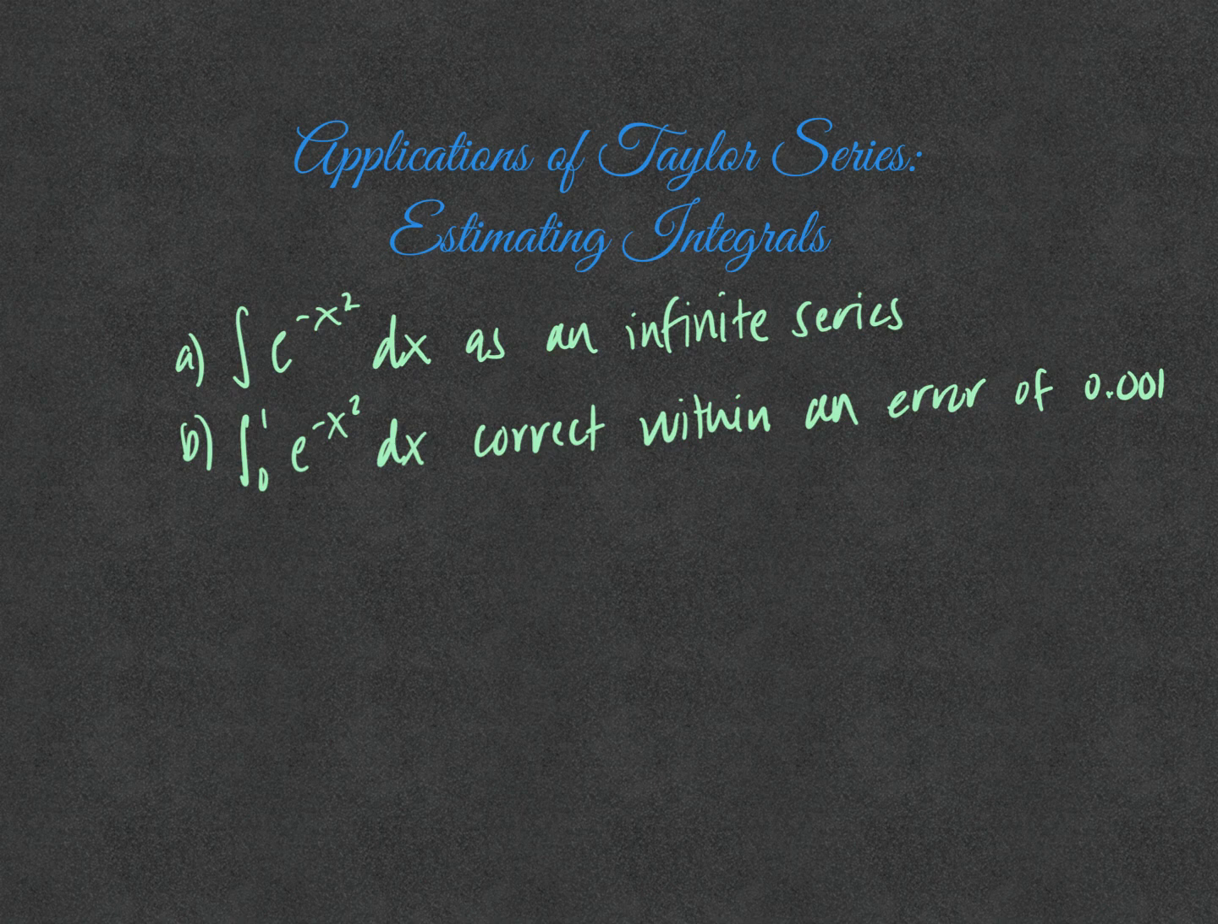You can use trapezoid, midpoint, or Simpson's rule to estimate, but you can also use Taylor series to estimate. So we're going to start off by looking at it as an infinite series, and then go to a specific value correct within an error of 0.001. So let's look at it first of all as an indefinite integral.